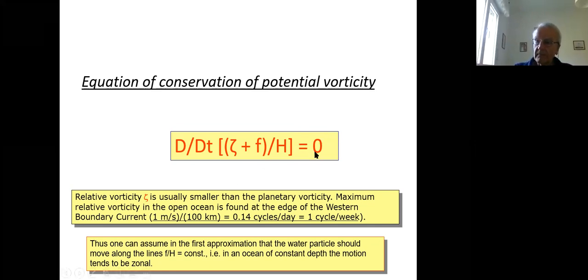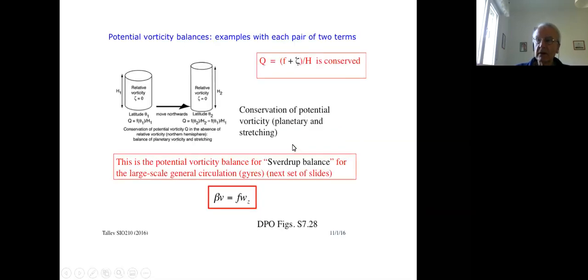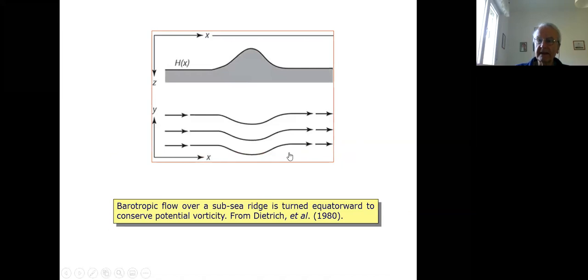So we will be now looking at this zero here, because behind this zero there is an external forcing which should force the particle to move across the f over h lines, and this is what I mentioned in the example last time.